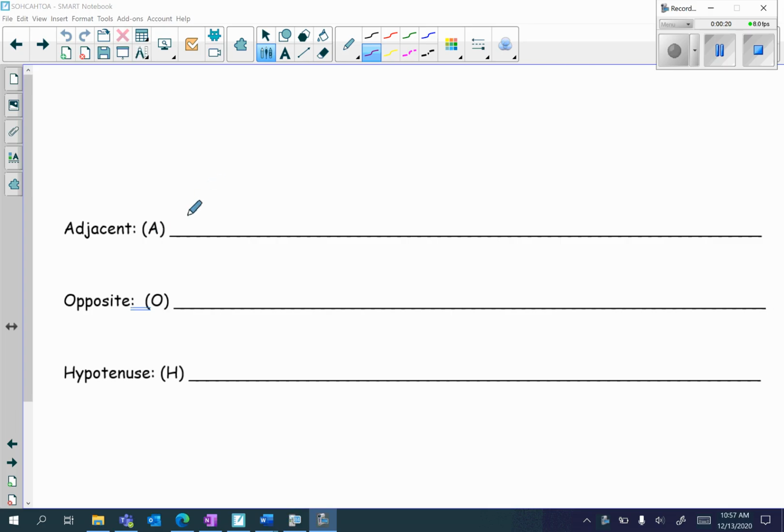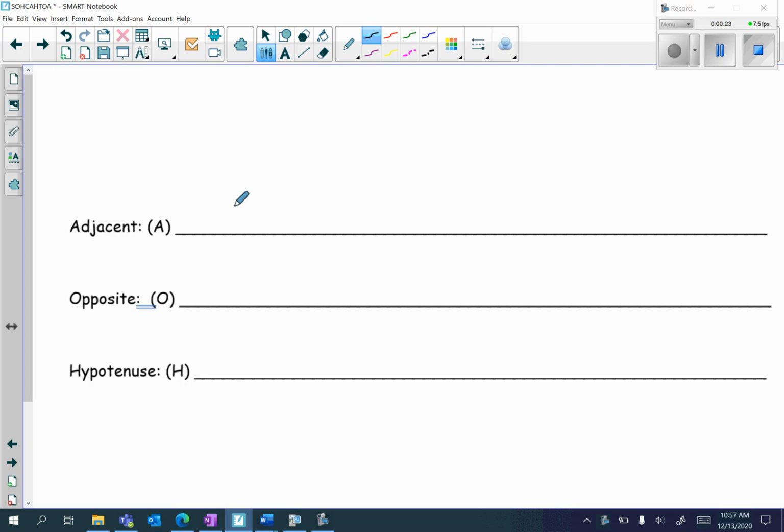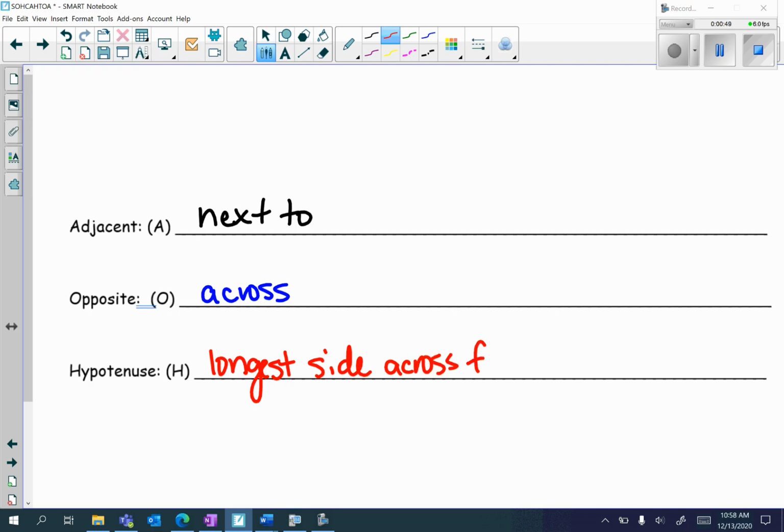Adjacent we represent with an A, and that means next to. Opposite we represent with an O, and that means across. And finally, hypotenuse we represent with an H, and that's the longest side across from the 90-degree angle. It's always important to identify the adjacent, opposite, and hypotenuse of a right triangle.